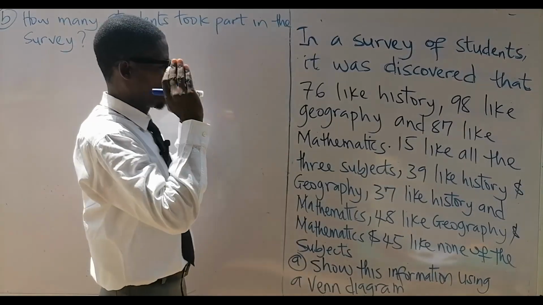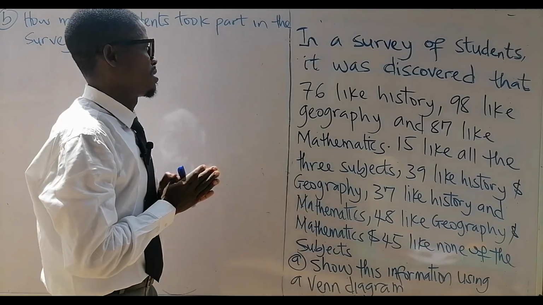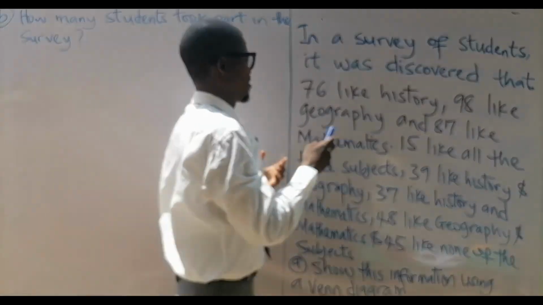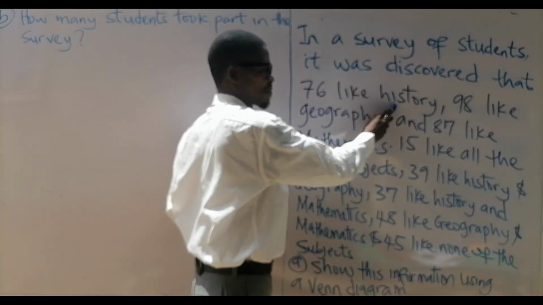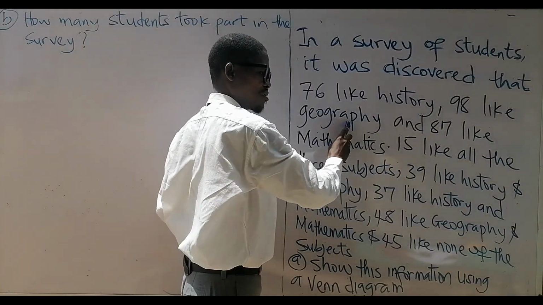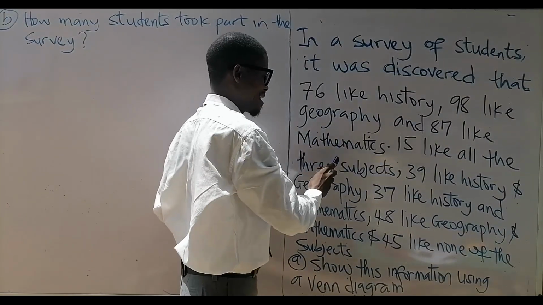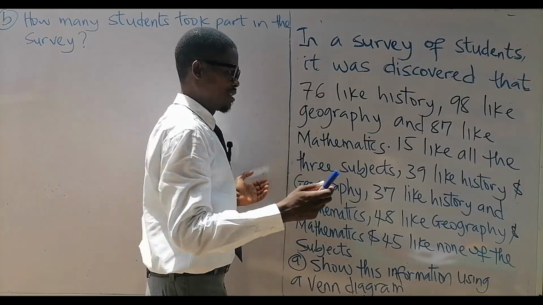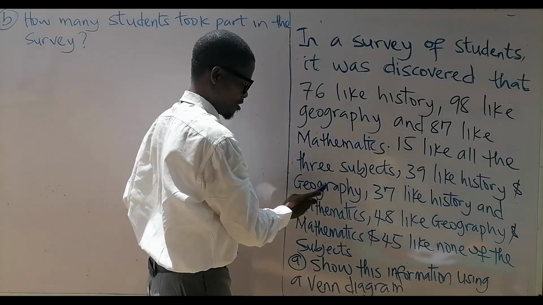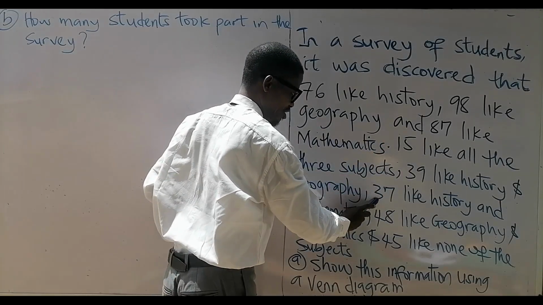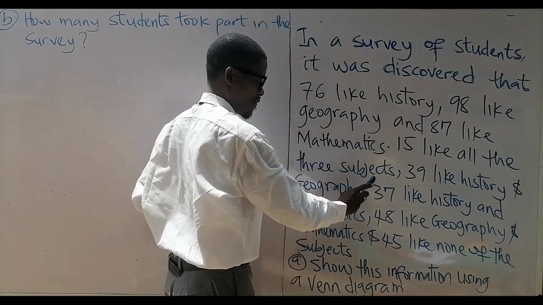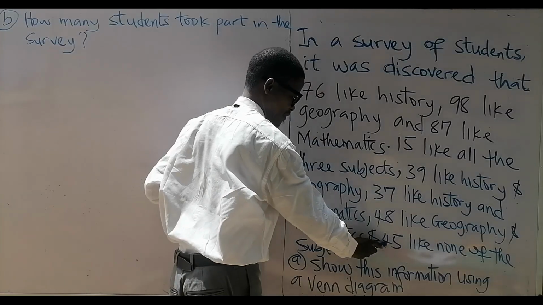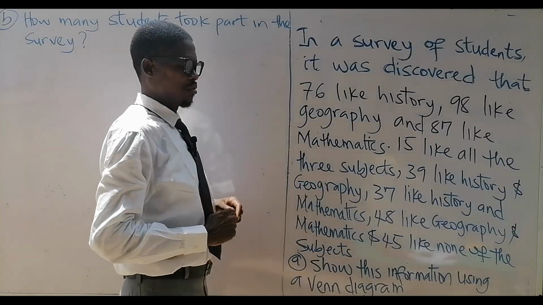This question is a 3-Venn diagram. In a survey of students, it was discovered that 76 like history, 98 like geography, and 87 like mathematics. 15 like all the 3 subjects. 39 like history and geography. 37 like history and mathematics. 48 like geography and mathematics. And 45 like none of the subjects.